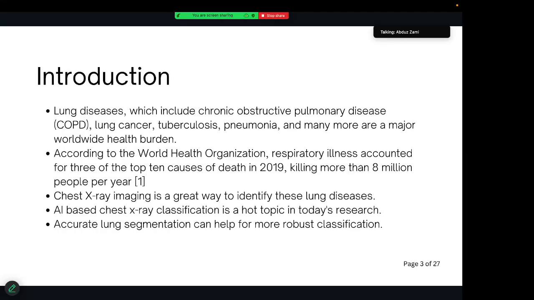Lung diseases like COPD, lung cancer, tuberculosis, pneumonia, and many more are a global health concern now. According to WHO, respiratory illness accounted for 3 of the top 10 causes of death in 2019, killing more than 8 million people per year. Chest X-ray is widely used by doctors and radiologists to identify these lung diseases, and nowadays AI-based chest X-ray classification is a hot topic in the research field.